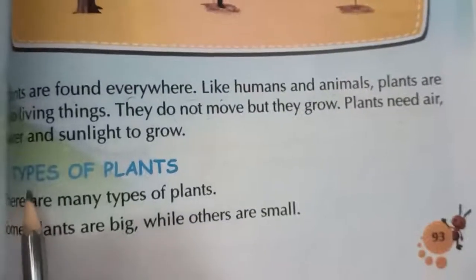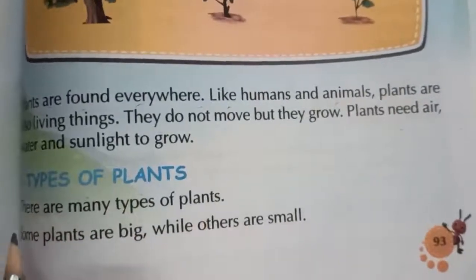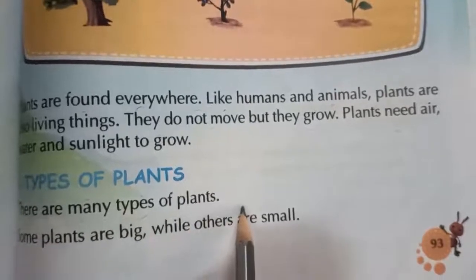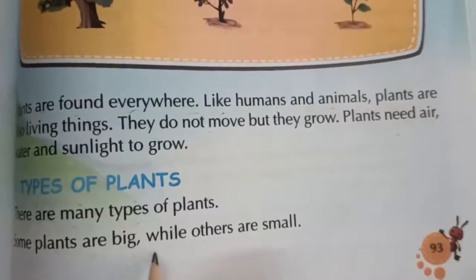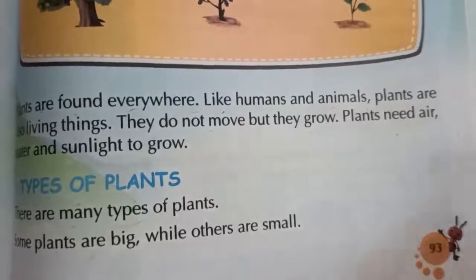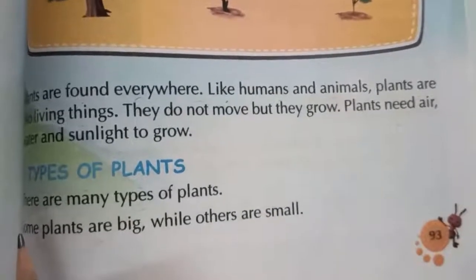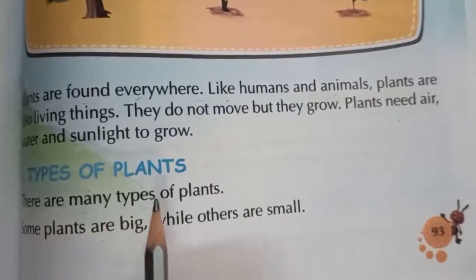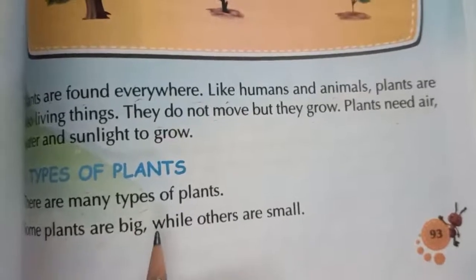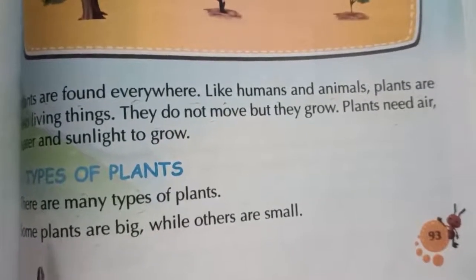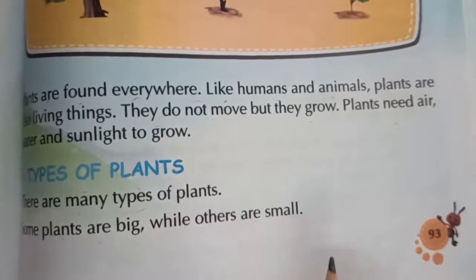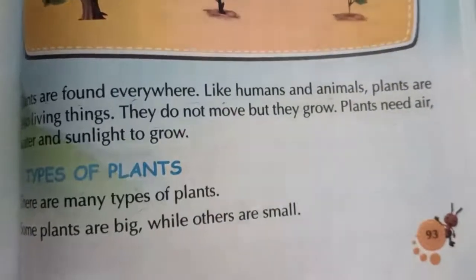Now, next is types of plants. There are many types of plants. Some plants are big while others are small. So, now we have to study about the different types of plants. Some are big and some are small. Now, see the next point.